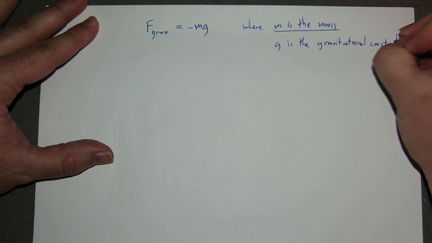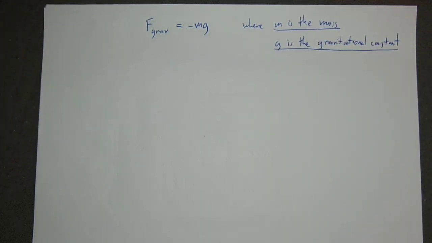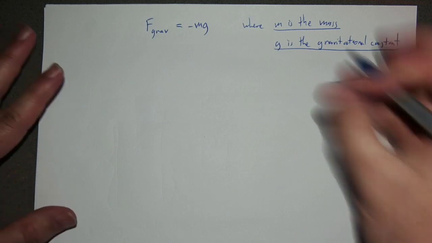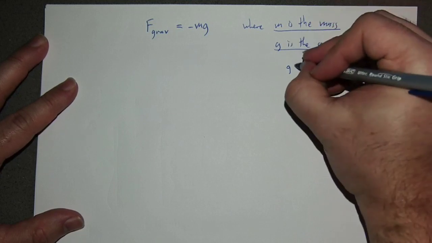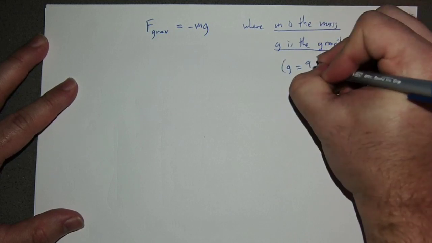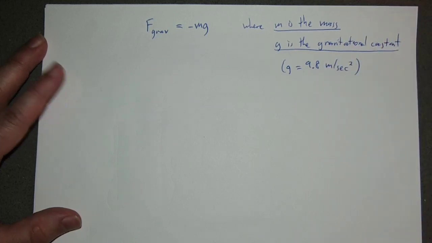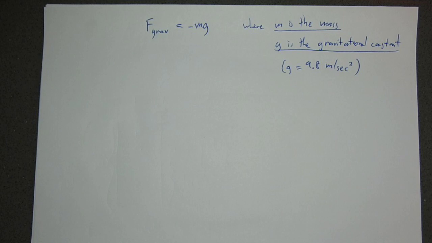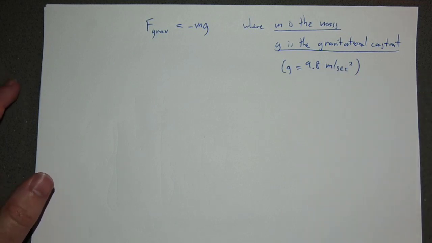In your units of choice. Okay. So we'll say, here we'll use, say, 9.8 meters per second squared. That's good. 32 feet per second squared if you like those sorts of things.